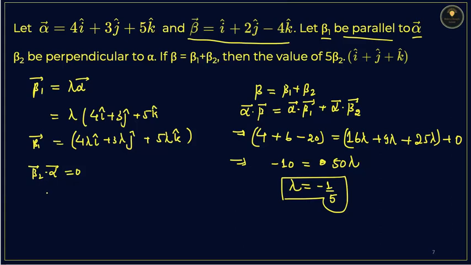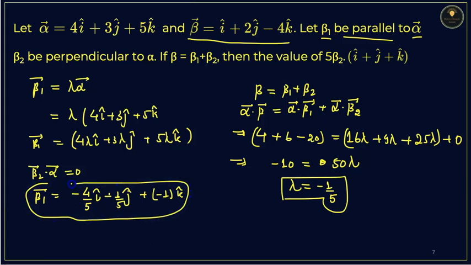Which means that if I want to write the vector b1 or beta 1, I will write it as minus 4 by 5 i cap minus 3 by 5 j cap, or we can say minus 1 k cap. This is the beta 1 vector that you will get. Now I just want to find the value of beta 2. I will write beta 2 is equal to beta vector minus beta 1.